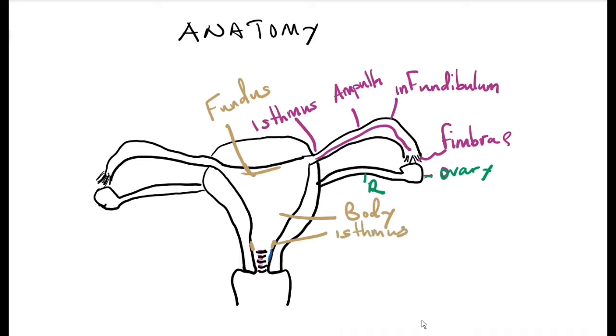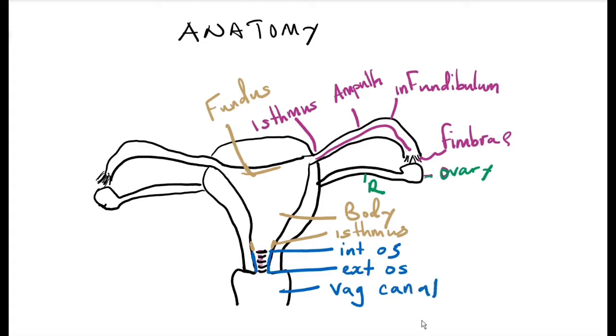Now this area here is the cervix. Okay. Now this is the internal os of the cervix. This is the external os of the cervix, the one you are able to visualize outside. Okay. And here you have your vaginal canal.